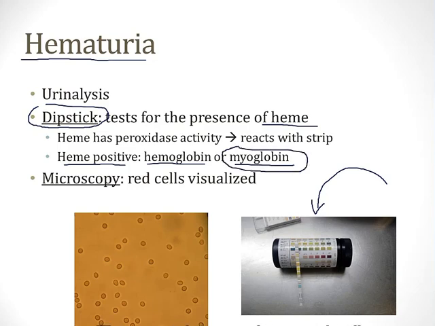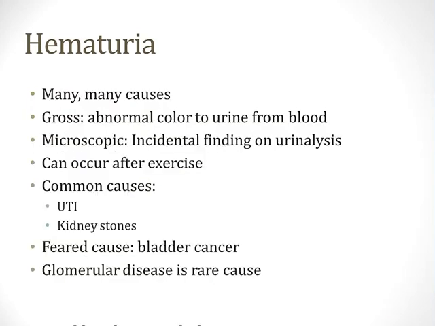The second way to detect red cells in the urine is by microscopy. This involves taking a sample of urine and looking at it under the microscope, and red blood cells can be directly visualized. Now, hematuria has many, many causes, and in fact, glomerular diseases are incredibly rare. We call hematuria gross when the urine changes color, and then we call it microscopic when the urine has normal color, but if you look at it under the microscope with urinalysis, you can see evidence of red cells.